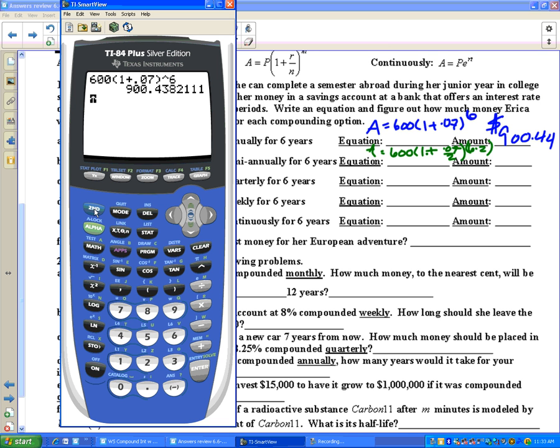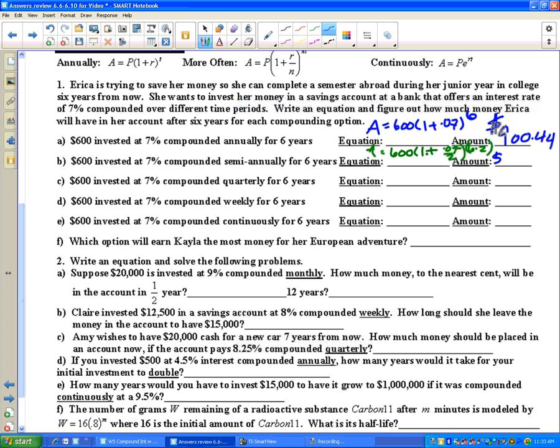So I'm going to hit second enter to bring up my last entry. 1 plus 0.07 divide by 2, to the open parentheses 6 times 2. And the calculator will do it all for me. $906.64.